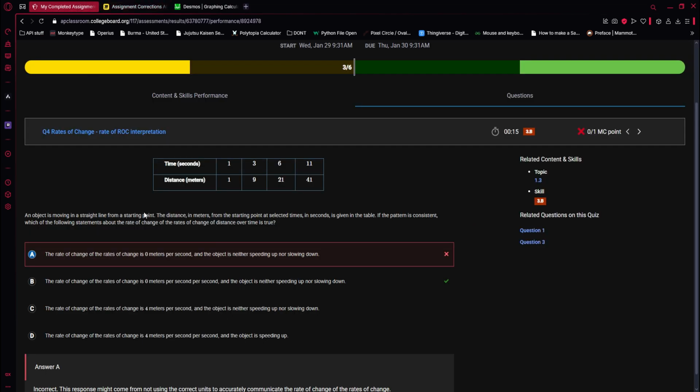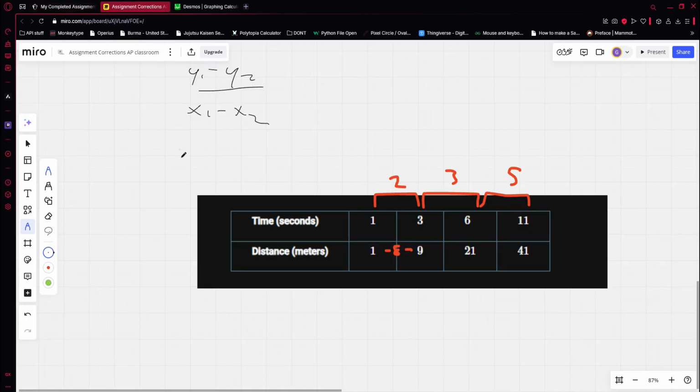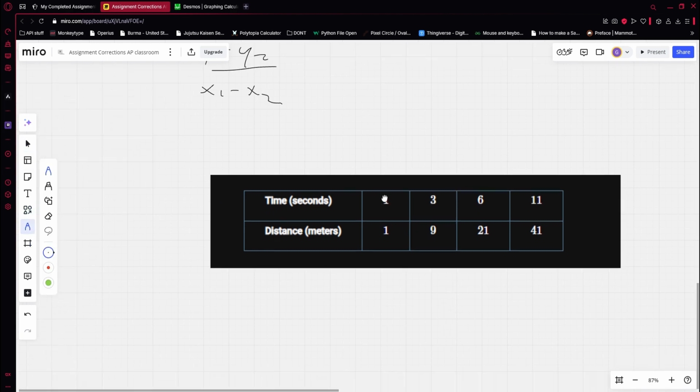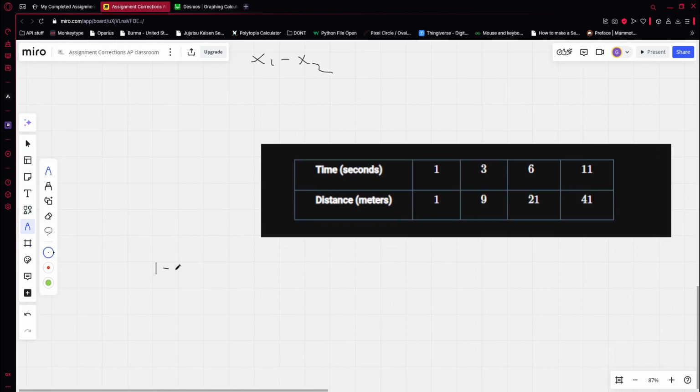Let's check this again. Distance in meters from the starting point at selected times. So time is usually more often than not x, and as it seems here, distance depends on time. So we're going to treat time as the x. Let's just delete these real quick. So our y1 is 1 minus 9 over 1 minus 3. Negative 2 over negative 8. 4.